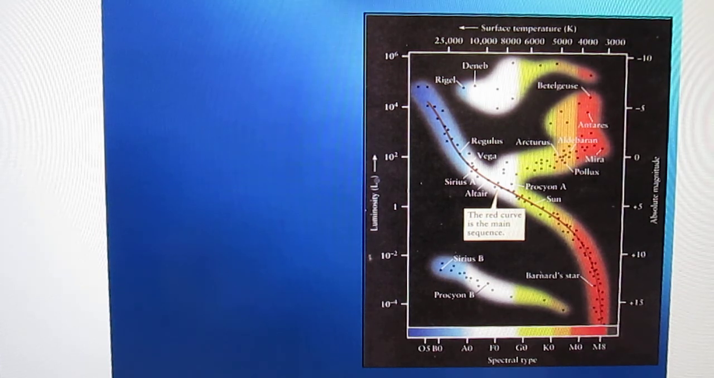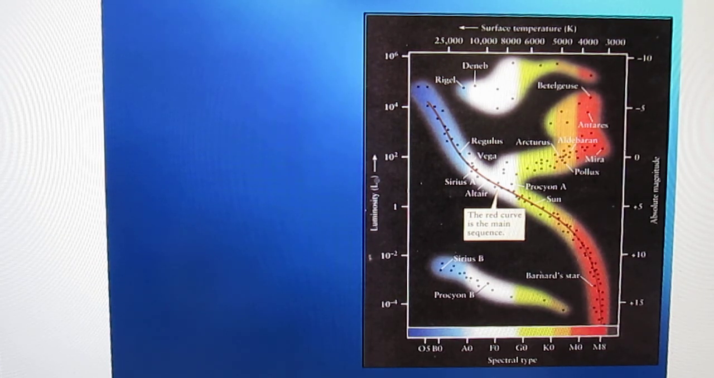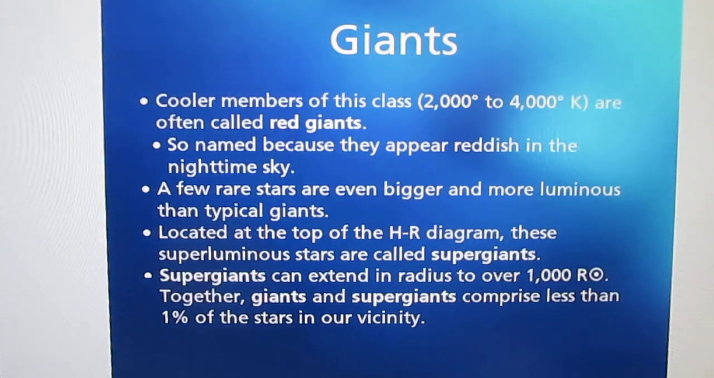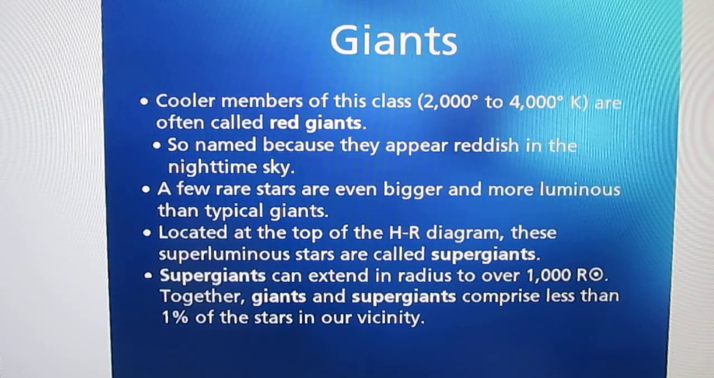An HR diagram also shows all other star types, like giants. Giants are to the right of the main sequence stars. The star Pollux is an example. So whenever you see a red star in the night sky, you can be assured that it is a giant because it's a cooler object than our Sun. Giants are 10 to 100 times the radius of the Sun, with surface temperatures between 2,000 degrees and 20,000 degrees Kelvin.